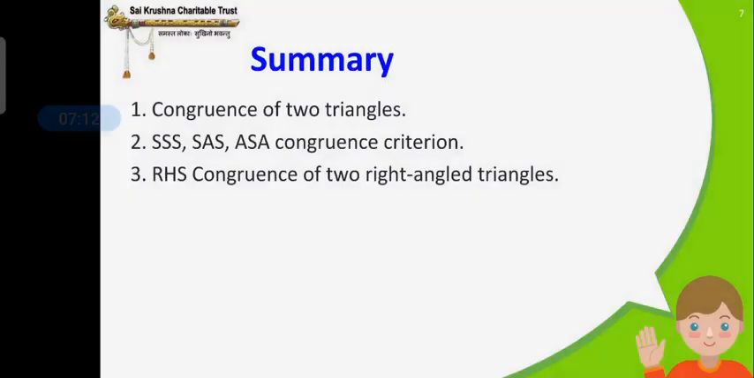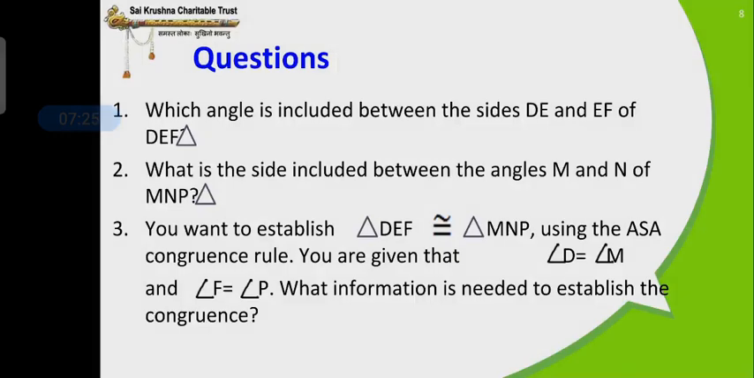So, summary. What did we study in today's class? We have studied about the congruence of two triangles, the SSS, SAS and ASA congruence criteria, and RHS congruence of two right angled triangles. So here are a few questions to be answered. Please pause the video and try to answer the questions.